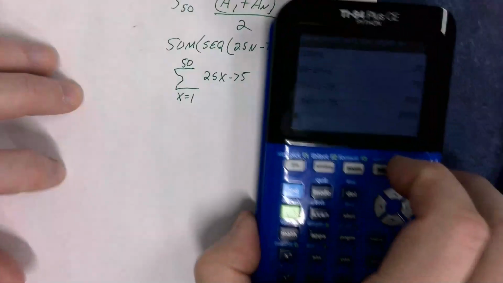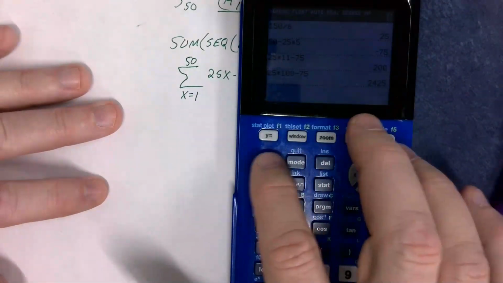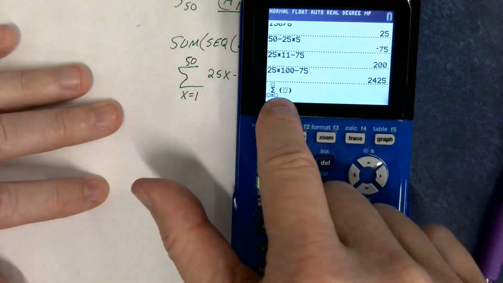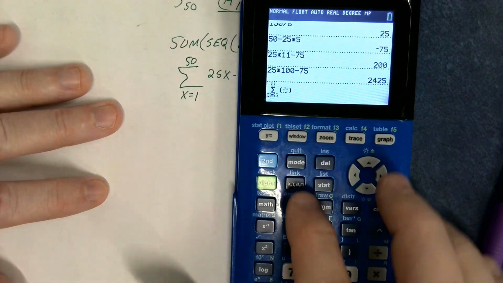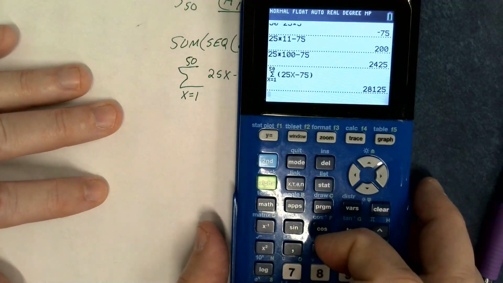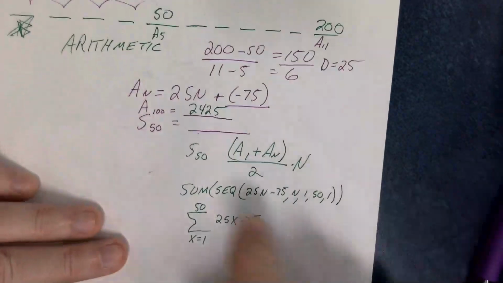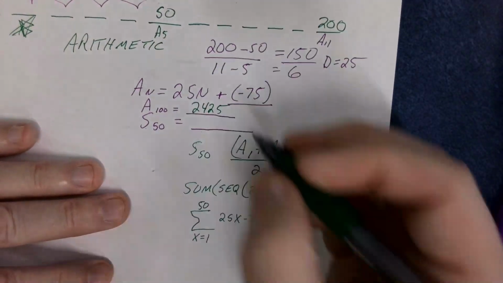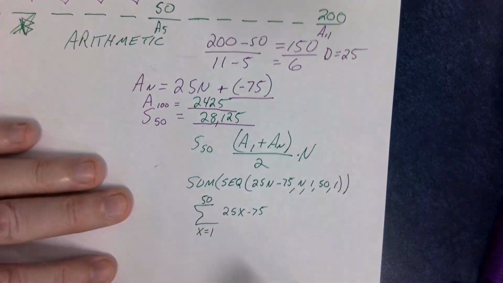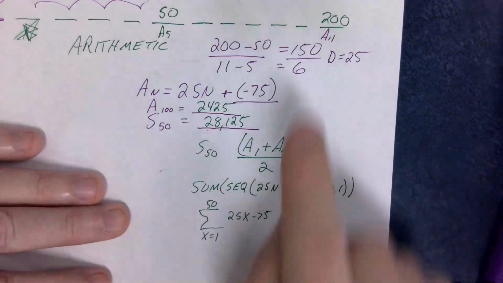So I'm going to go ahead, since my calculator has the summation button, I'm going to do that first. So that's math and 0. There's my summation button. I'm going to do x equals 1 to 50 of 25x minus 75. You get 28,125. So then that answer should be 28,125. And that's what the first 50 terms of this sequence look like.